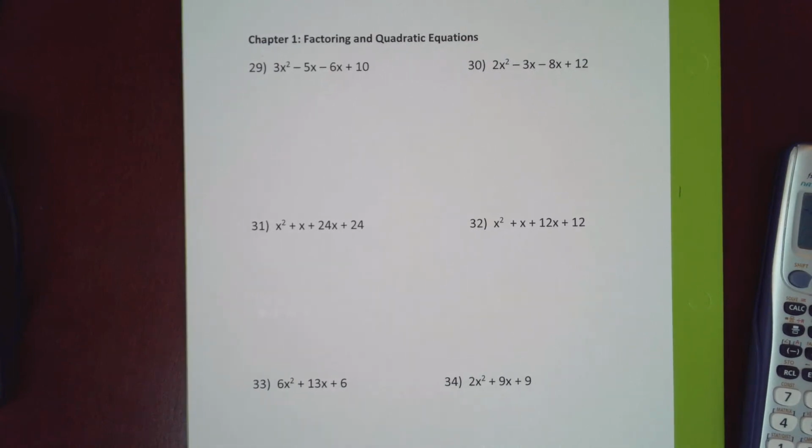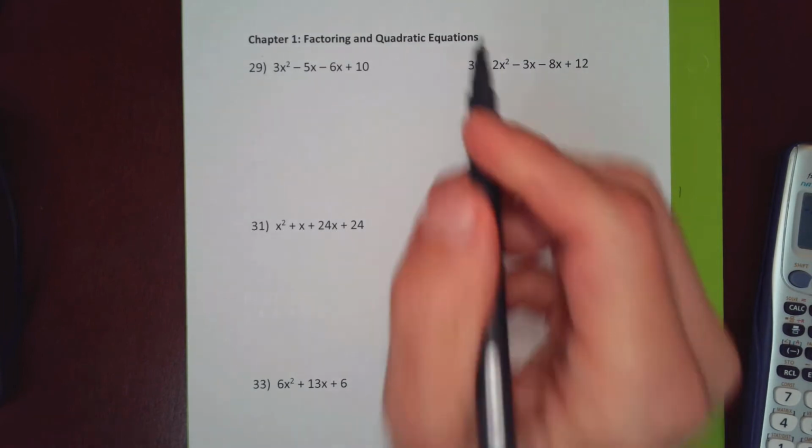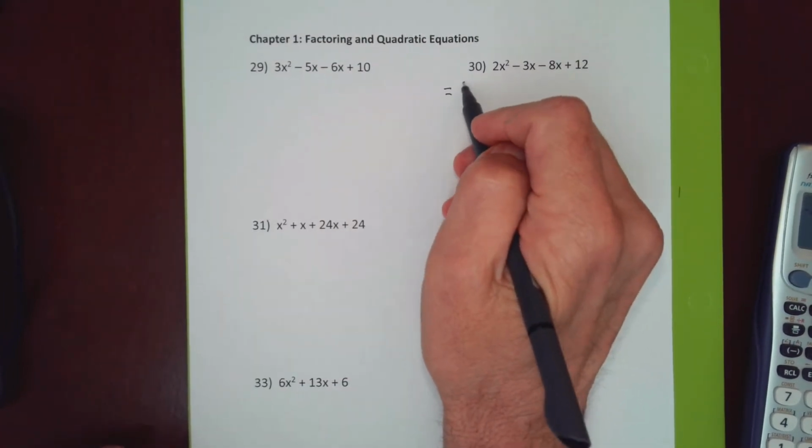So we'll just finish up section 1.7. Problems 29, 30, 31, and 32 all have four terms. If I have four terms, I'm going to factor by grouping. I'm not going to rewrite it with three terms, although I might be able to.